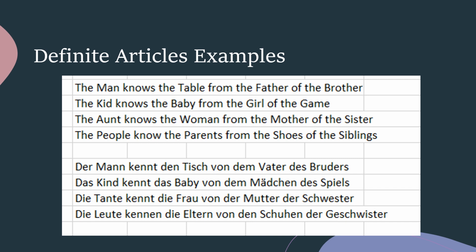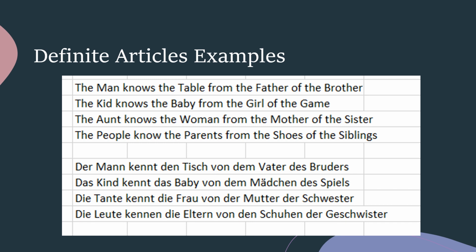And then just very quickly I'm going to go over all the other examples. Das Kind kennt das Baby von dem Mädchen des Spiels. So the kid knows the baby from the girl of the game. If you don't know, in German, girl is neuter. It is not feminine. It is neuter because it has the -chen suffix, which I think is called a diminutive suffix, which is neuter.